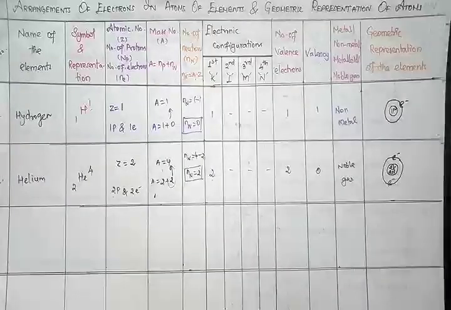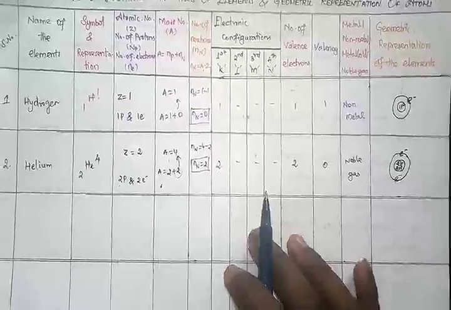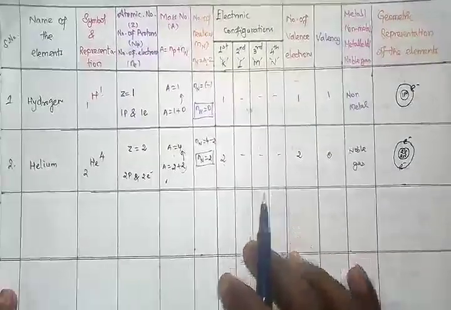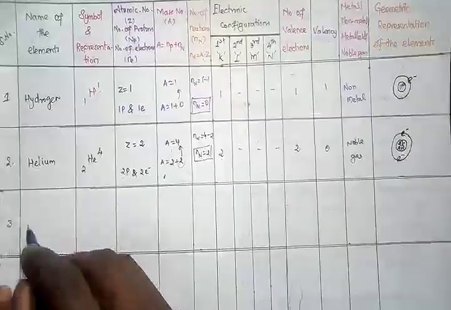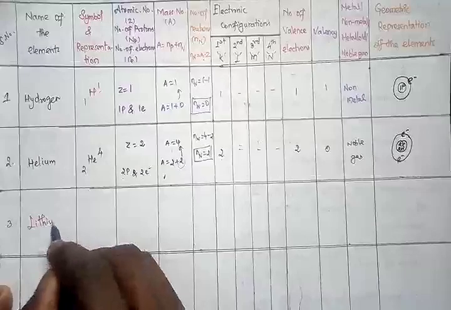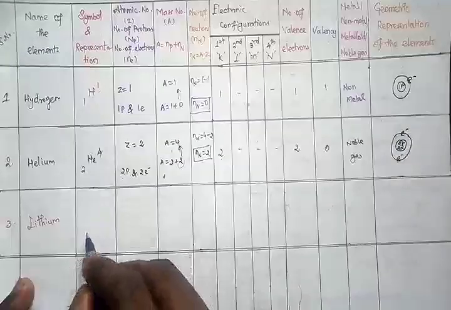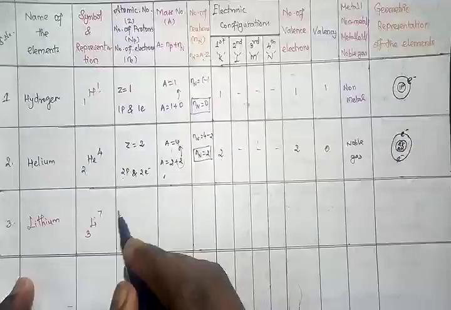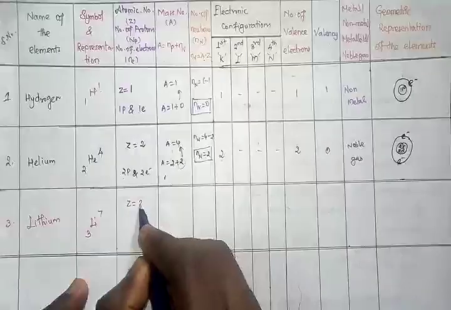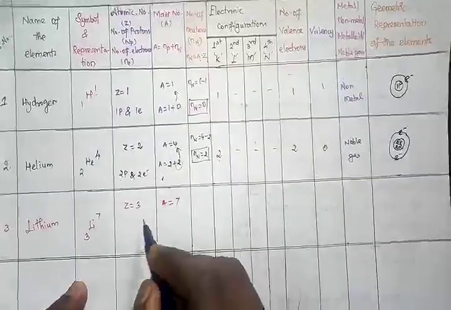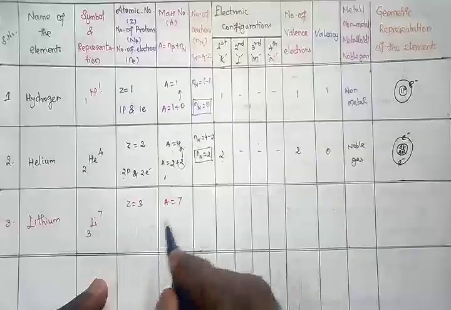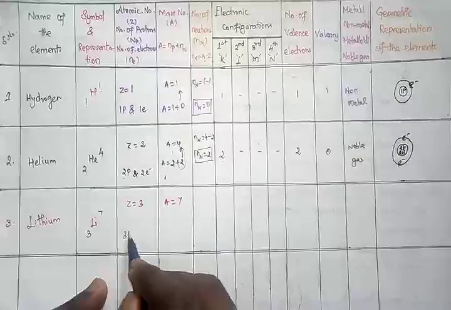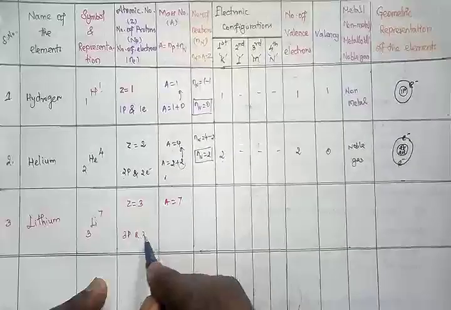Next we will see the third one, which is nothing but lithium. The representation is 3Li7. So the Z number is 3, the A number is 7. Now we will see it has 3 protons and 3 electrons.